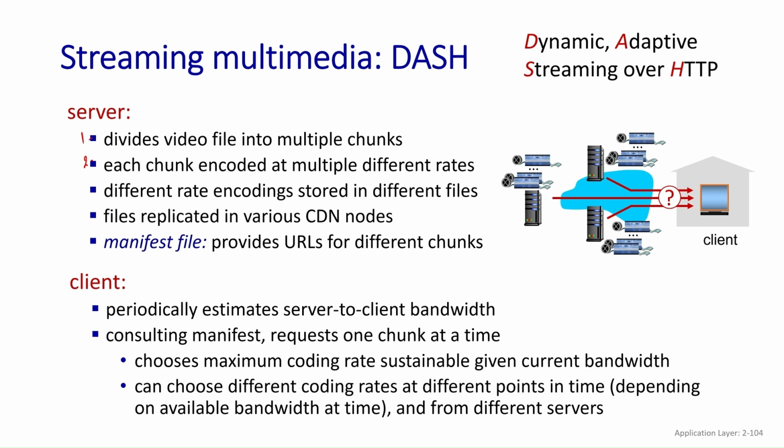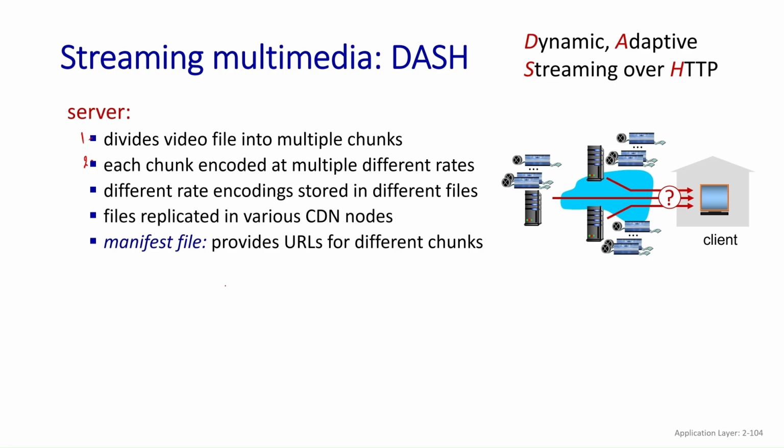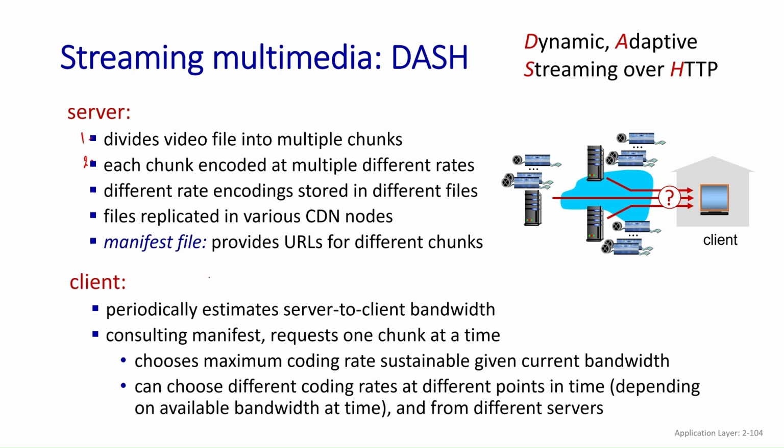The role of the client is very, very important in this case. The client needs to be intelligent. The client part of the application, in the case of Netflix or any streaming video application, needs to periodically estimate the client to server bandwidth by using bandwidth determination algorithms. So the client monitors, for example in Netflix, this client to server bandwidth.